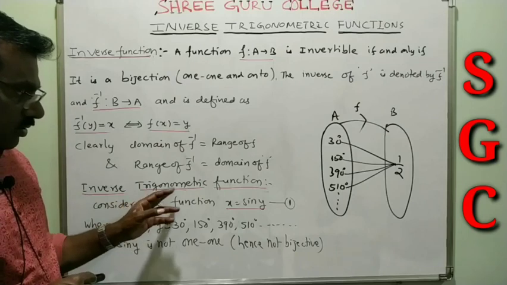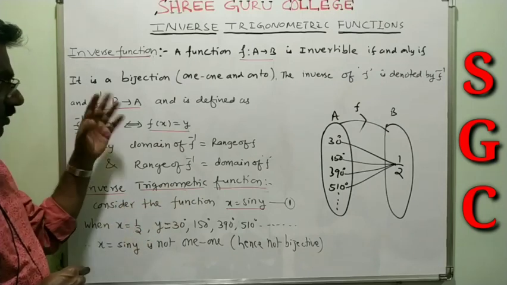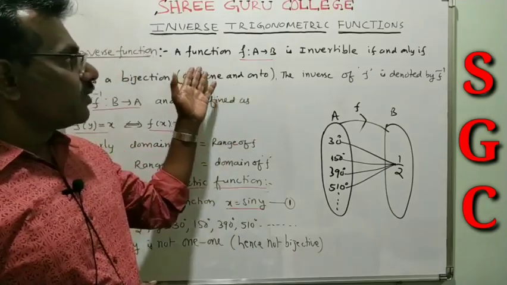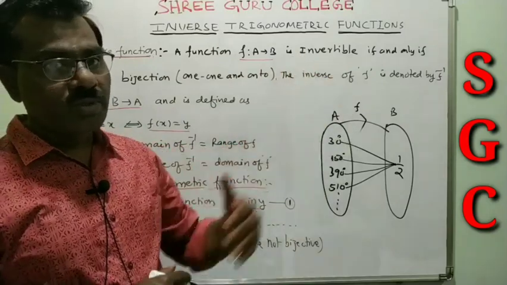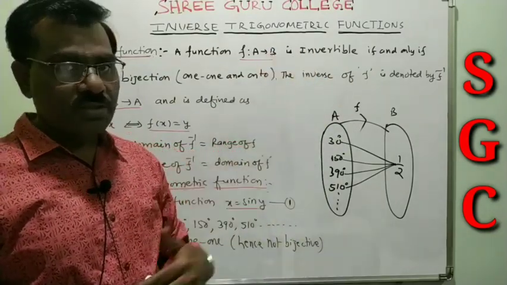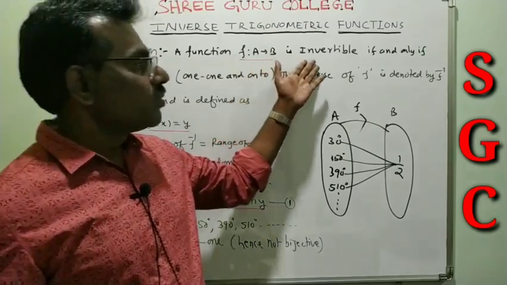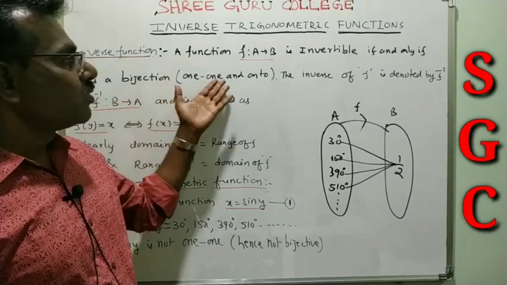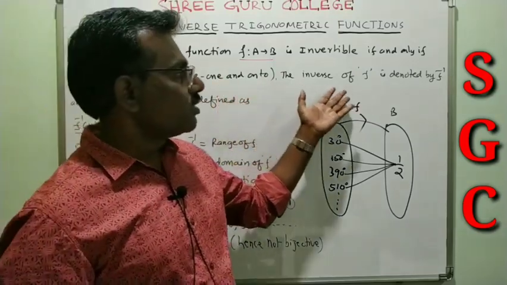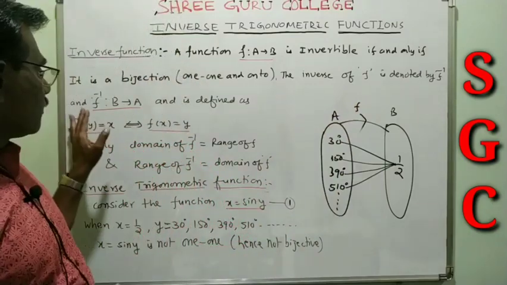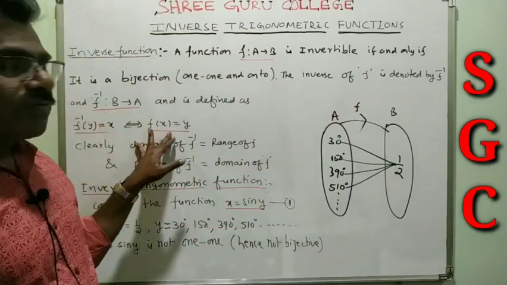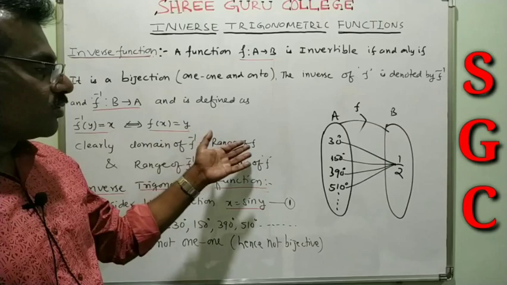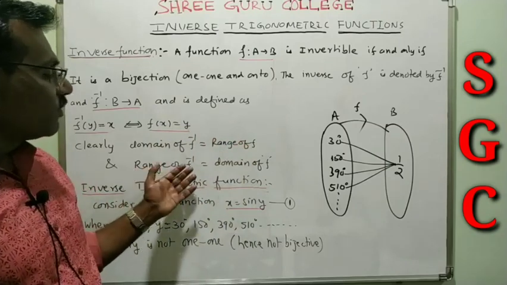Inverse trigonometric functions. Now, what is the inverse function? The function f from A to B is invertible. You know this word from relations and functions. Invertible means if and only if it is bijective. Bijective is nothing but one-one and onto. So the inverse of f is denoted by f inverse from B to A. If f of x is y, then f inverse of y is x. Very important: the domain of f inverse is equal to the range of f, and the range of f inverse is the domain of f.